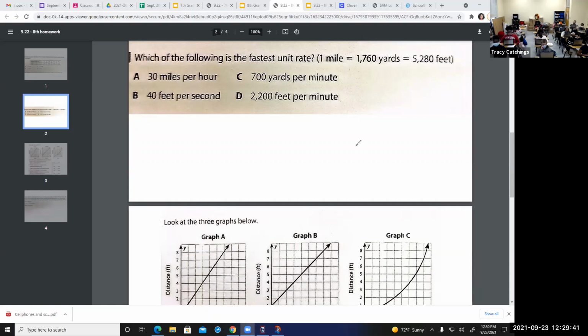What units do we want? Per. Okay, we can do miles per hour. Is 1 already set up that way? Is it already set up like that? Which one? A. So that means A is the only one that we're leaving alone. So the others we need to put them in miles per hour. So B, it got 40 feet per second. How many seconds in 1 minute? So we need to take that 40 and multiply it by 60.